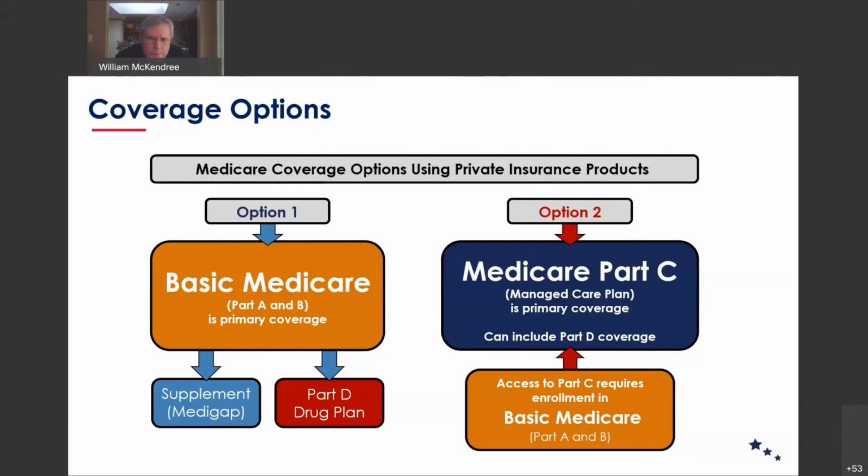So why would you do that? Why would you pick option two? You pick it because you're looking for a less expensive premium. Now, your Part A and Part B are going to be paid either way, so I'm not even going to talk about that. It's the comparison of the premium for Part C products versus the Medigap and the Part D. And typically, a Part C product, an HMO or PPO, is going to have a much lower premium, or potentially a much lower premium.